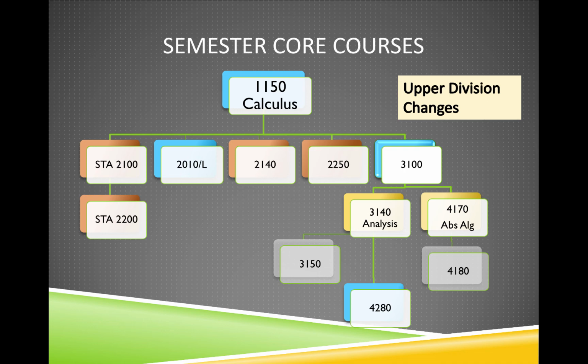And the exact same thing goes for abstract algebra as well. Either take Math 417 and 418, both, or wait until semesters and then take Math 4170 only.